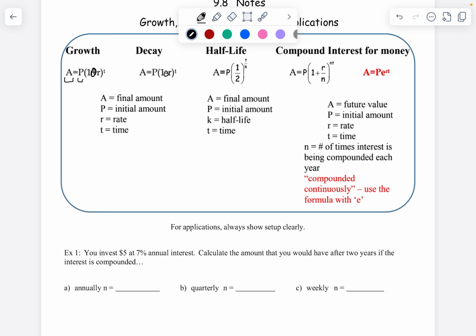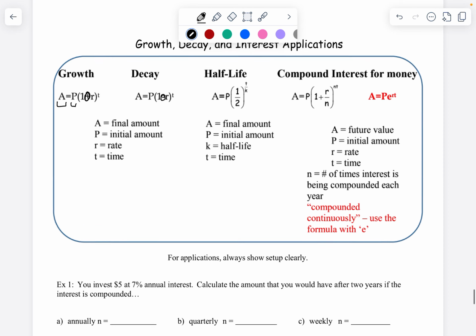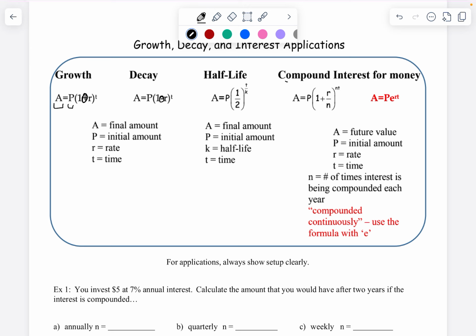If it is decaying, you subtract the interest rate. And then we've also seen the compound interest formula. You only use this formula if you see the word compounded in the problem. If you don't see the word compounded, do not touch this formula. It is only for compound interest.